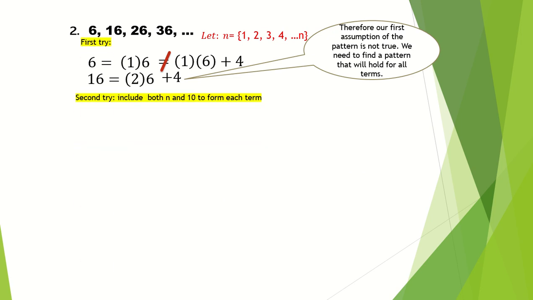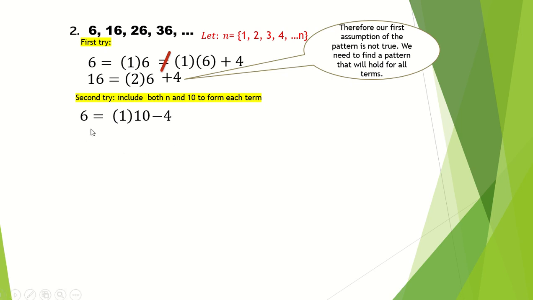Next, to try, let's use both n, the position, and the 10, which is actually the common gap or common difference between the terms. So 6 is actually equal to 1 times 10 minus 4. 1 is the position, 10 is the difference here. Then since it's 10 and you need to get 6, you subtract 4. Can you follow? Okay, next.